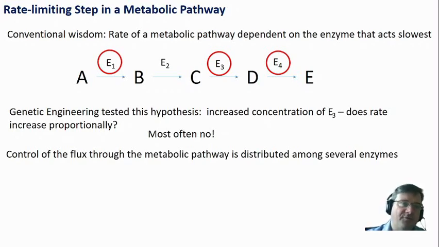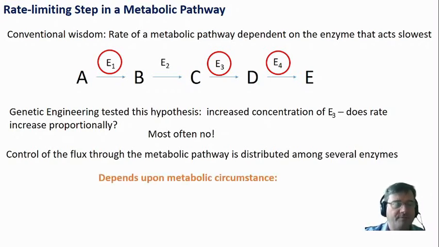So the control of the flux for the metabolic pathway, we found out, was actually not due to one enzyme, but distributed among several enzymes within the pathway. So this makes things a bit more complex. And in fact, it depends upon the metabolic circumstances that the pathway finds itself under. And these are the things we need to consider.